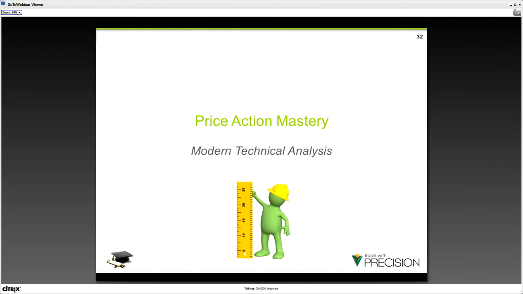In this section, let's get into this idea of price action mastery and how to become technicians of the markets that we're trading.